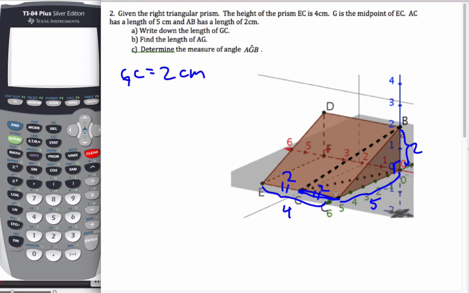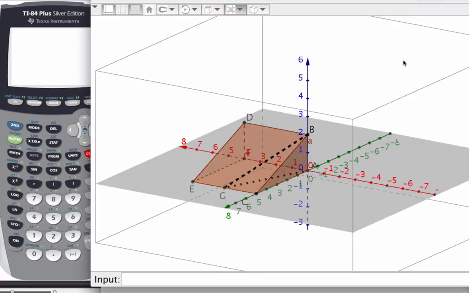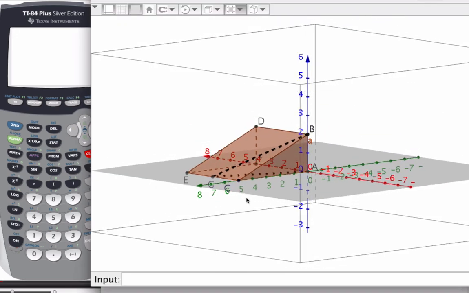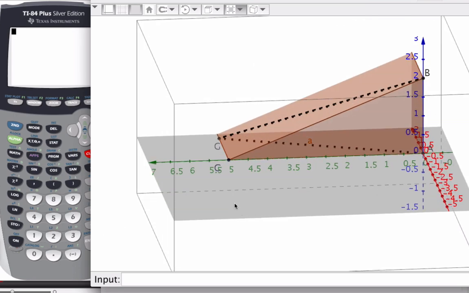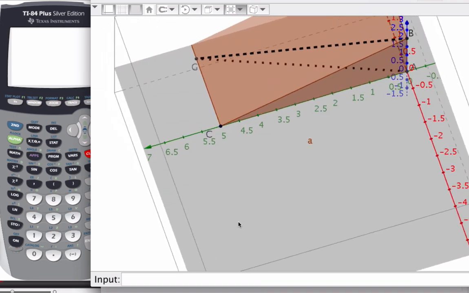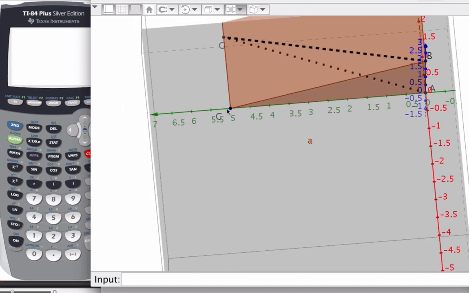And then I want to find the length of AG. That's going across the bottom here. Here's my point A, and here is G. So I'm looking for this distance here. Well, let's get a sense of what this prism actually looks like. So here's my prism, and I can zoom in here a little bit. And so I can see that I'm looking for this. Here's A, here's G, and here's C.